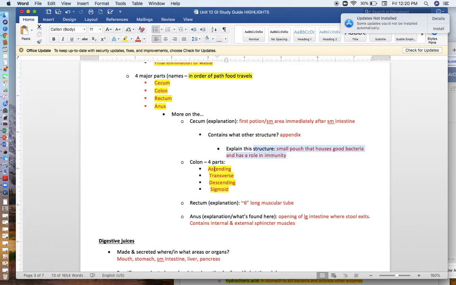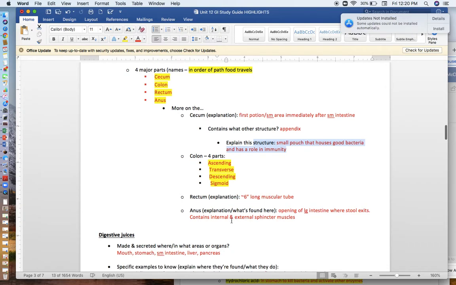The colon has 4 parts: the ascending, which goes up, transverse, which cuts across, descending, which goes down, and sigmoid, which is the S-shaped portion that connects to the rectum, the 6-inch muscular tube. And then the anus, the final exit point, which has 2 sphincters to help control the passage of stool out of the body.